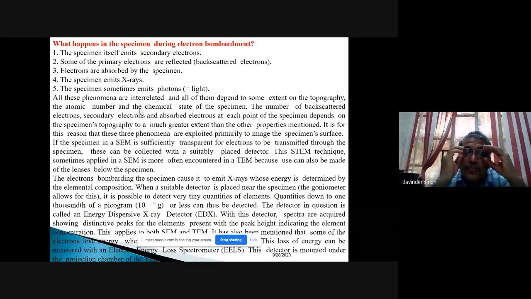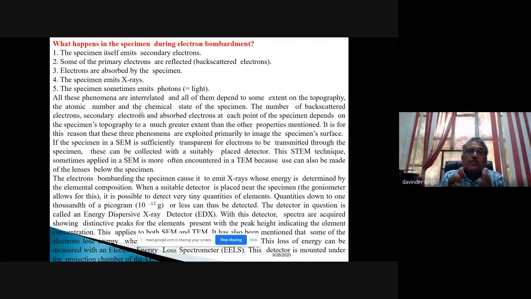Okay, you are just using the electron beam as a light. In the case of light, you don't have that damage to the samples, but in the case of an electron beam, if you are hitting, there are a lot of other problems, other possibilities. So you have to understand what is happening with the electron bombardment.